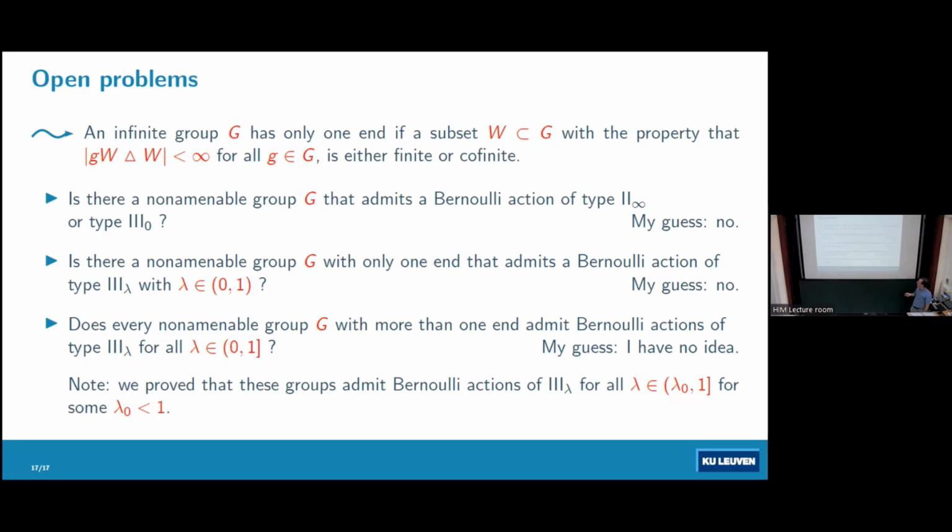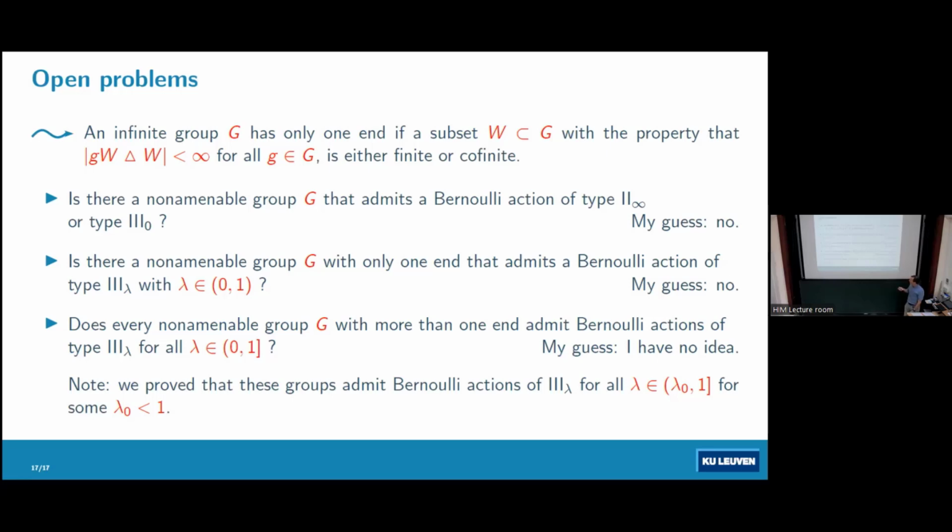Okay, so here are now the questions to put up. Is there a non-amenable group with a Bernoulli action of type II infinity or type III 0? My guess is really that these do not exist, but we can only prove this under these tameness assumptions on the measures. Is there a non-amenable group with only one end that has a Bernoulli action of type III lambda? Again, my guess is no, and again, we only proved it under the same tameness assumptions on the measures.